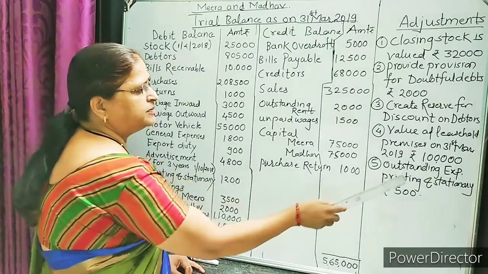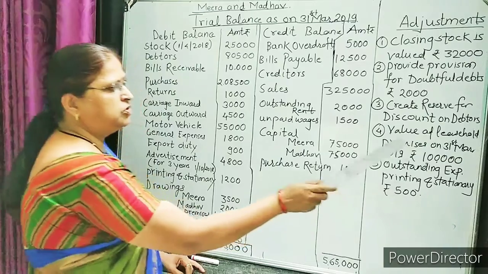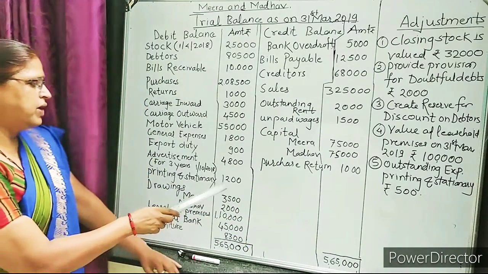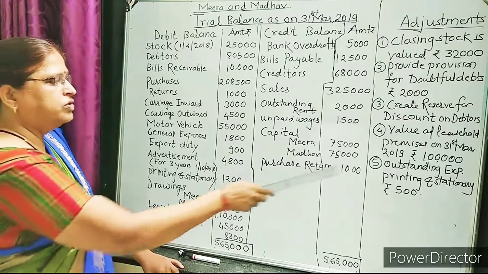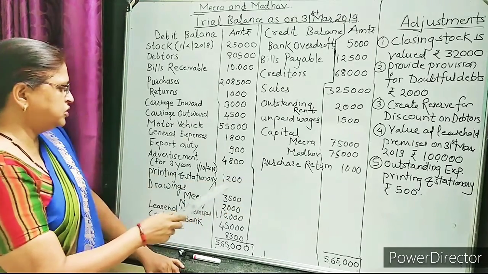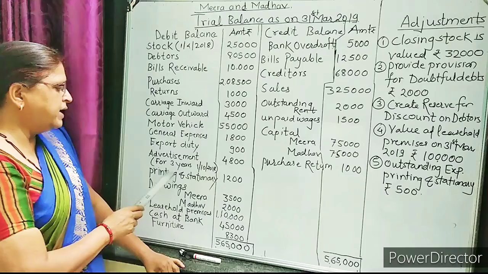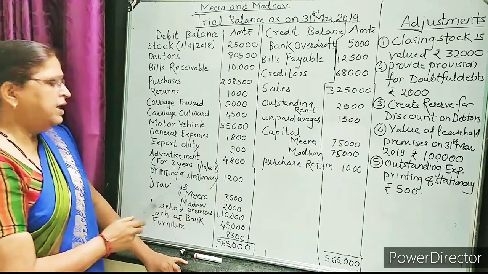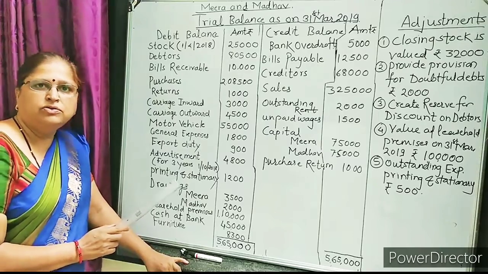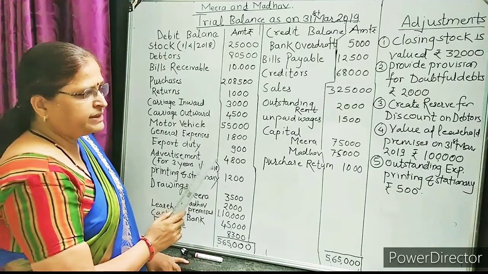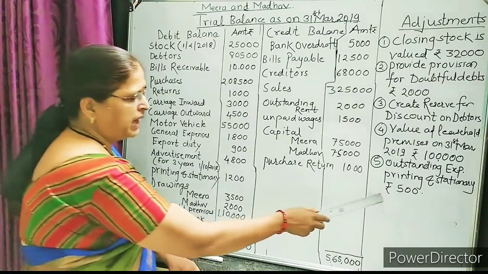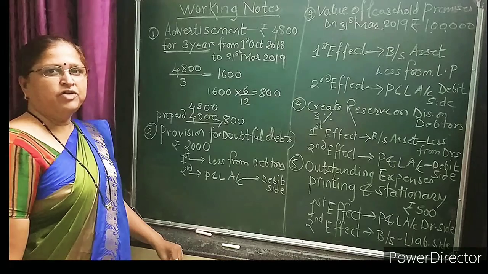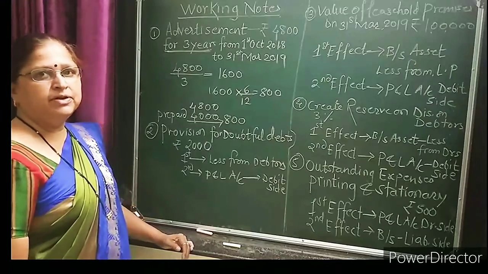Next, outstanding expenses, printing and stationery rupees 500. Now see the printing and stationery rupees 1,200. Now this is the outstanding, this year's outstanding is there. So we have to add in the printing and stationery rupees 500 and second effect we have to give to the balance sheet liability side outstanding printing and stationery rupees 500. Now we will see the adjustments given below.